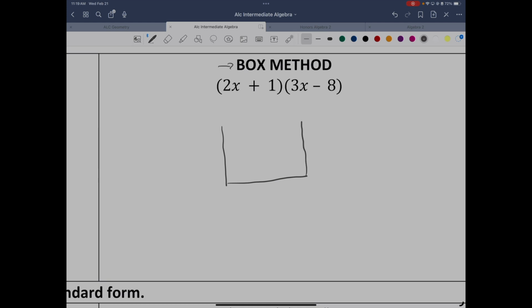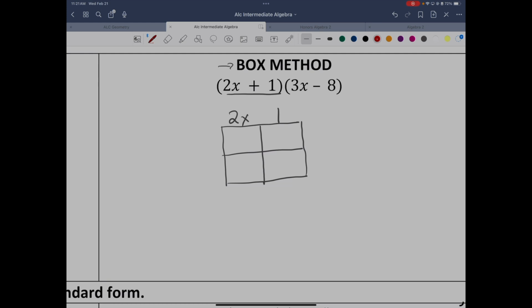We're going to create this box. And I'm going to create a 2 by 2 box, because I have a binomial times a binomial. If I had a binomial and a trinomial, my box would be a little bit different because I've got 2 terms and 3 terms. But what we do with this then is we're going to take this 2x plus 1, and I'm going to put the 2x there, and I'm going to put the 1 there. Because it's positive, I'm not going to put the sign there.